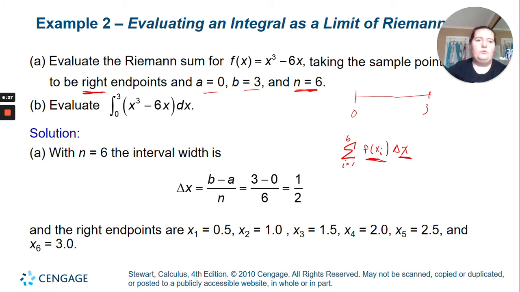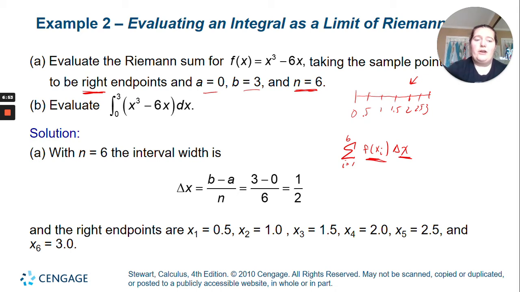First thing we're going to figure out is what is delta x. Well, because I'm breaking this interval into 6 pieces, it looks like the width of each rectangle is going to be 1/2. So that was b minus a over n, so 1/2. So it looks like I'm going to have a 0.5, a 1, a 1.5, a 2, and a 2.5. So there I've broken my interval up. The width of each one of those is 1/2.